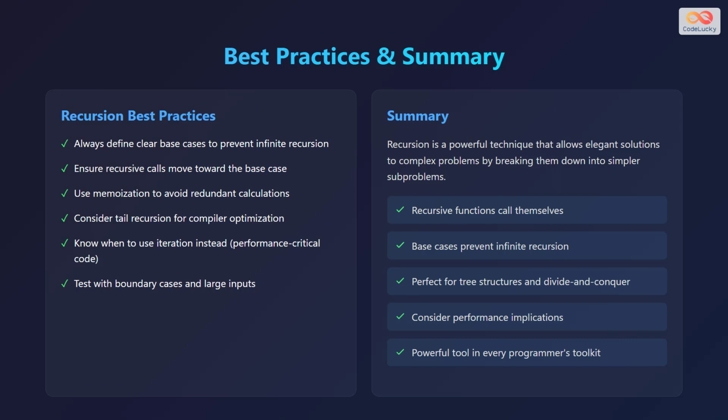In summary, recursion is a powerful technique that allows elegant solutions to complex problems by breaking them down into simpler subproblems. Recursive functions call themselves, and base cases prevent infinite recursion. Recursion is perfect for tree structures and divide and conquer. It is important to consider performance implications of using recursion. It is a powerful tool in every programmer's toolkit.